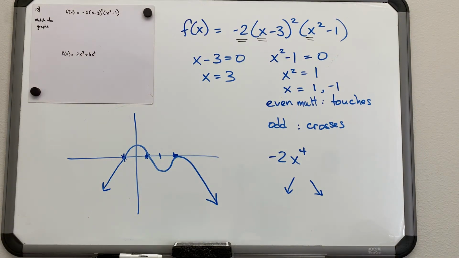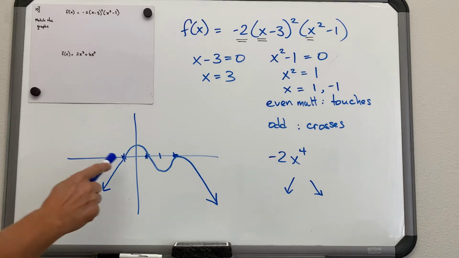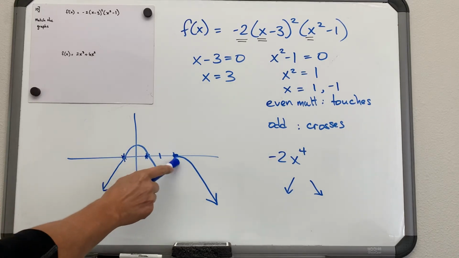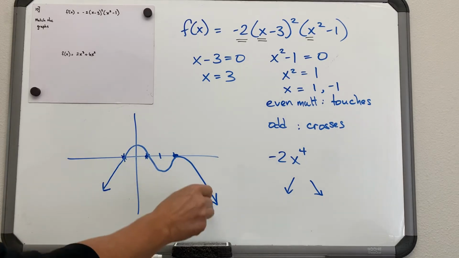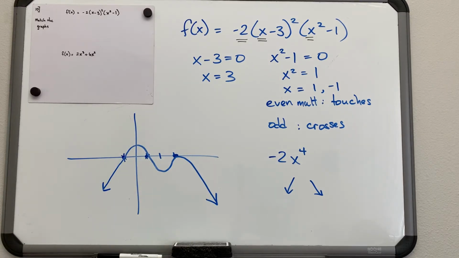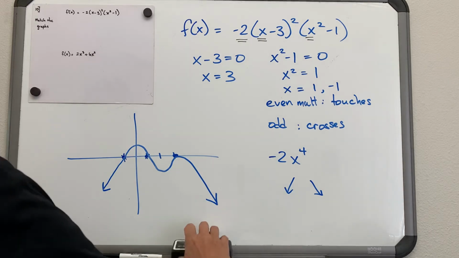So what's important here is that it crosses at -1 and 1. It touches or bounces at 3, and that the tails are both pointing down. And with that information, you can eliminate all but one graph so that you can get to the right answer.